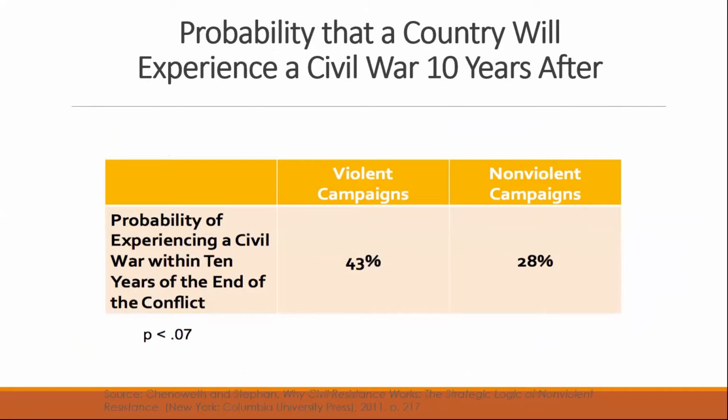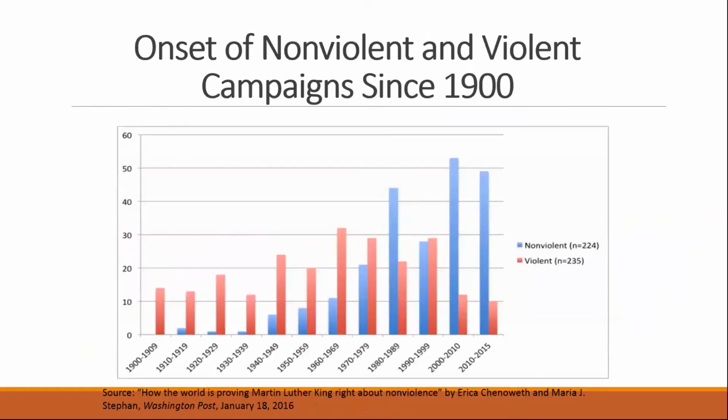Another thing that I think is very important for the peace studies field is to realize that, compared to violent campaigns, nonviolent campaigns dramatically decrease the chances that the country will experience a civil war within the 10 years after the campaign. 28% is still fairly high though, and so more work needs to be done to think about how to make that even more successful.